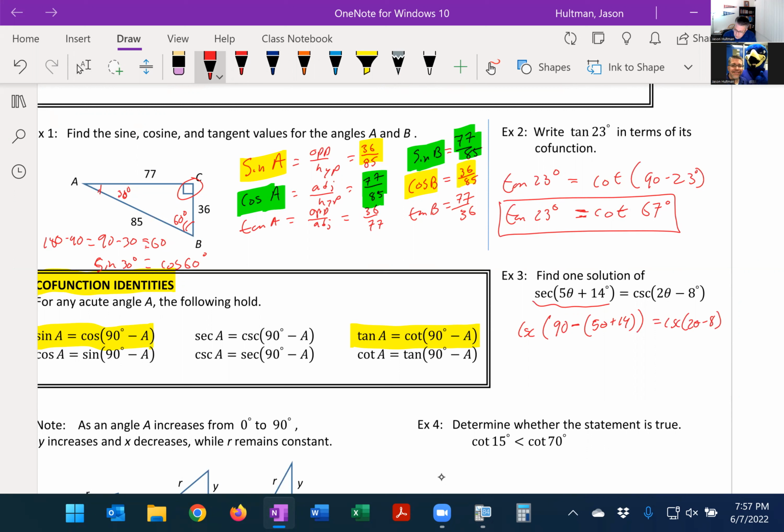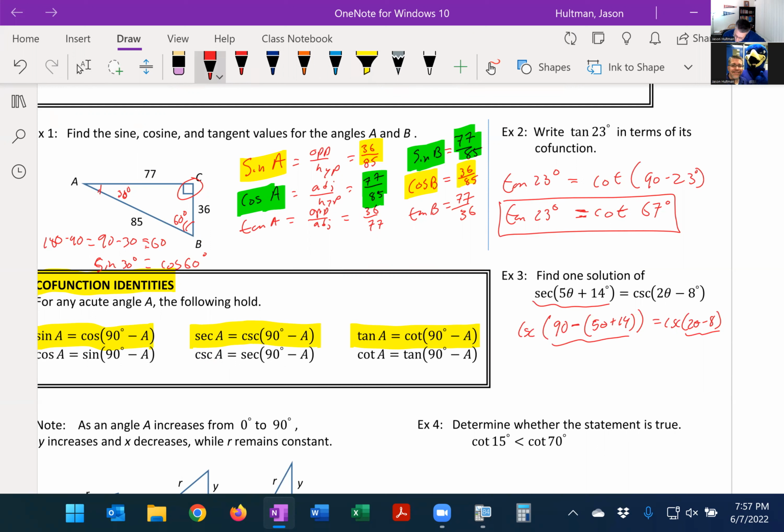Now I have cosecant equal to cosecant, so I can ignore the cosecant and just deal with the numbers inside the parentheses. And again, where am I getting the secant to cosecant? It's right here: secant is equal to cosecant of 90 minus A.